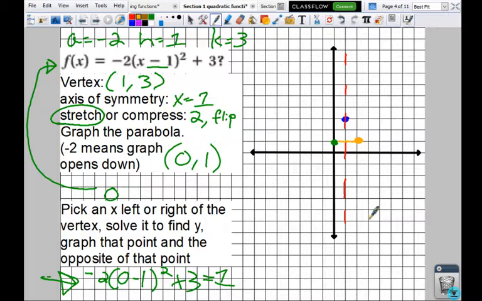And this is all I need to graph my parabola. Because it's flipped upside down, it's going to look kind of like a mountain or a hill. So to make my parabola, I'm going to start here on my vertex and go through my 2 points, kind of like this.